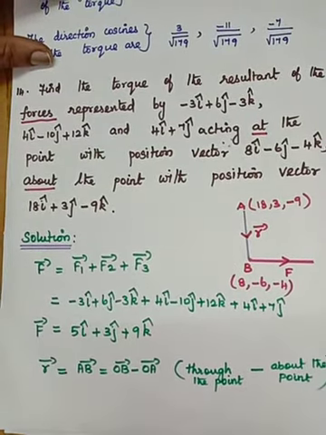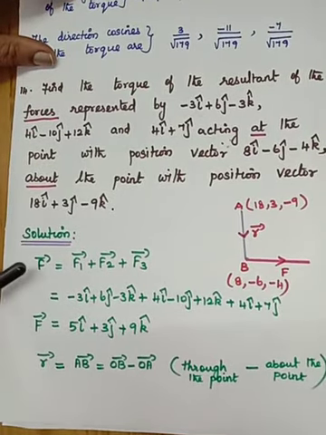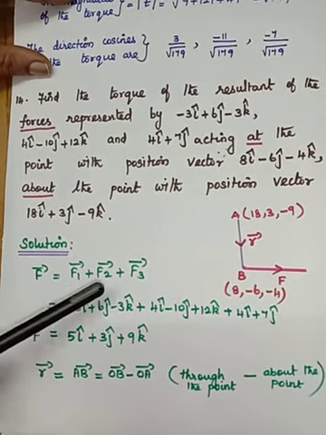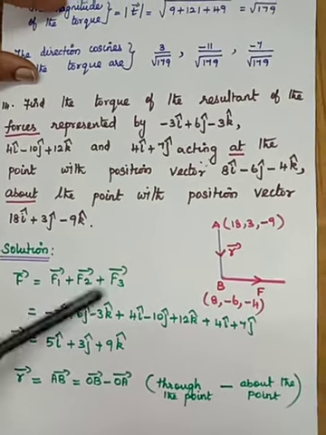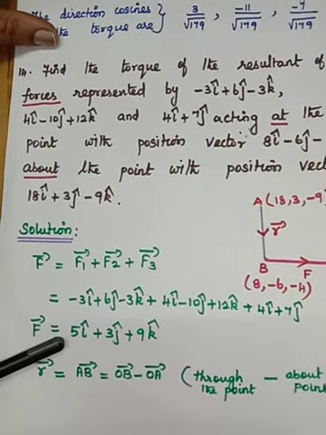So see now, how many forces are given? 3 forces. So what do you have to find? You have to find the total force. So total force is equal to F1 vector plus F2 vector plus F3 vector. All the 3 forces have to be added. You will get this answer.